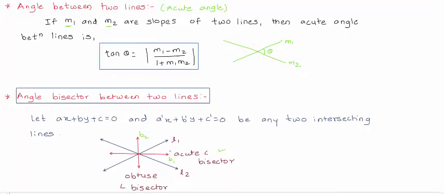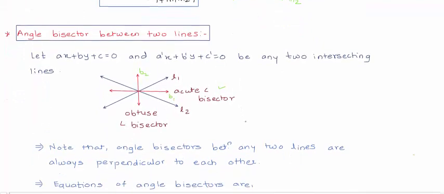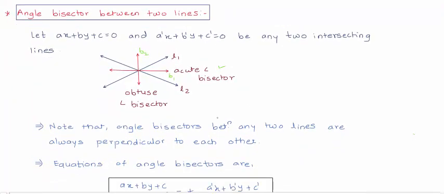Okay, students. So angle bisectors are of two types. First is acute angle bisector, second is obtuse angle bisector. Now, while learning angle bisectors, we go further in detail. Now see here, students. Note that angle bisectors between any two lines are always perpendicular to each other.